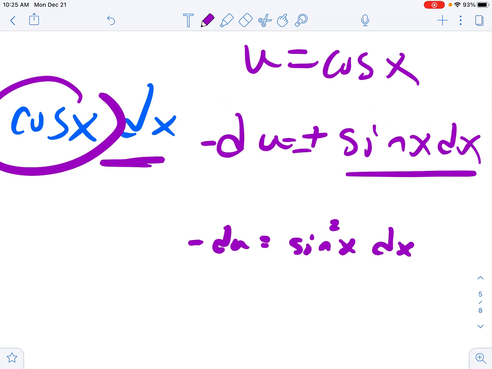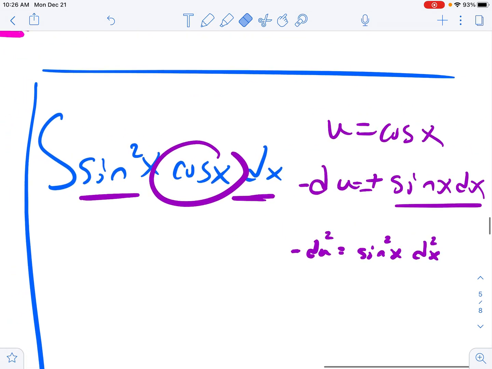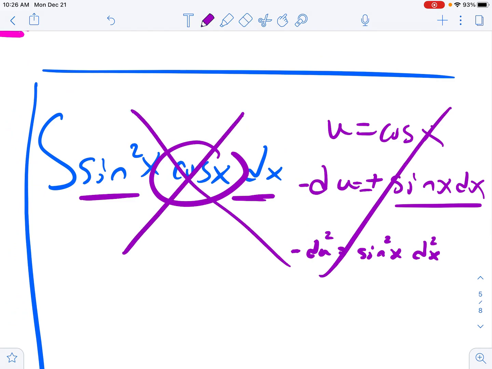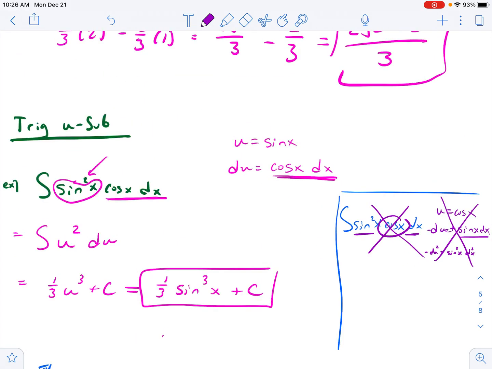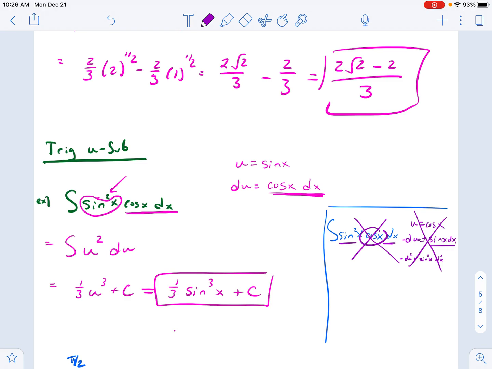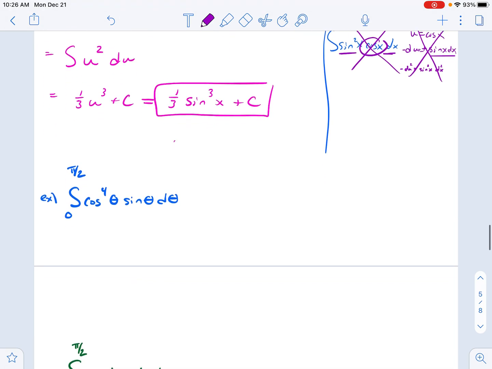If I want to square that, I have to square everything. And you're never going to square your dx's in an integral. It doesn't really make sense. Dx represents the very thin width of the rectangle. We don't square those. So that tells me if I let u equal cosine, I'm not going to have a du that's going to match up with what's left in the integral. This isn't going to work. So sometimes it can be tricky to pick out your u, so you want to be careful.